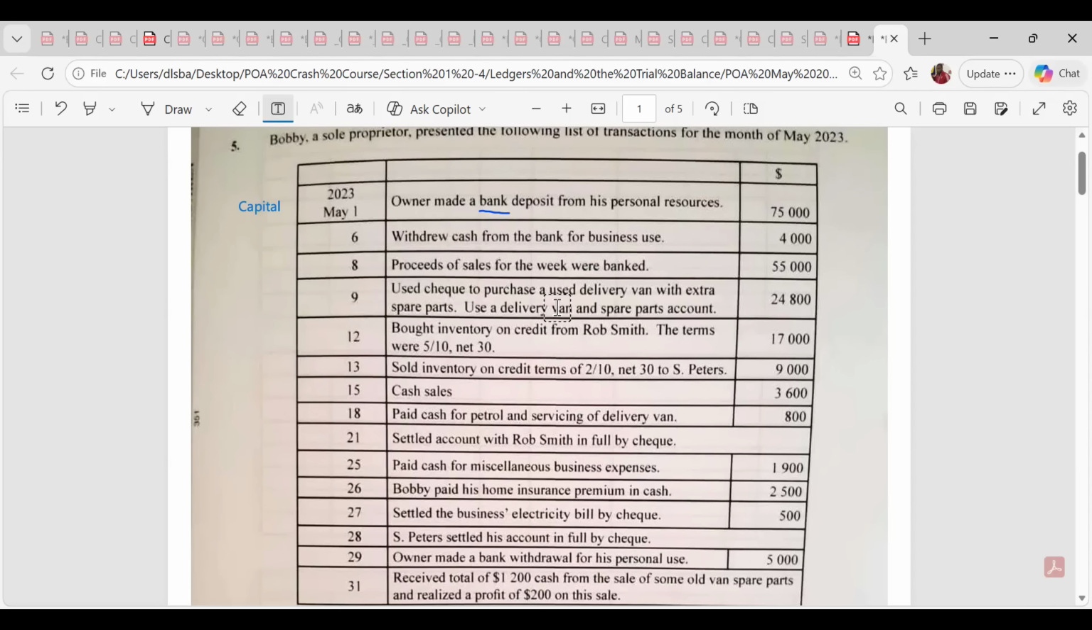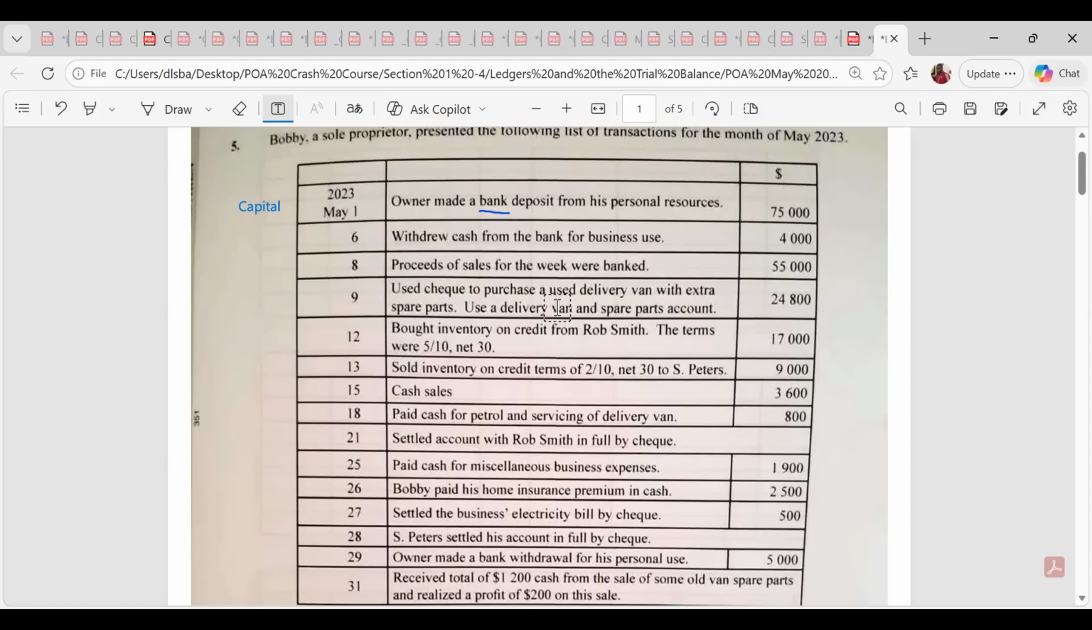Bought inventory on credit from Rob Smith. The terms were 5/10, net 30. Does anybody have any idea what that means? No, sir. Alright, so what do those terms mean? Yes, sir. Alright, explain it.